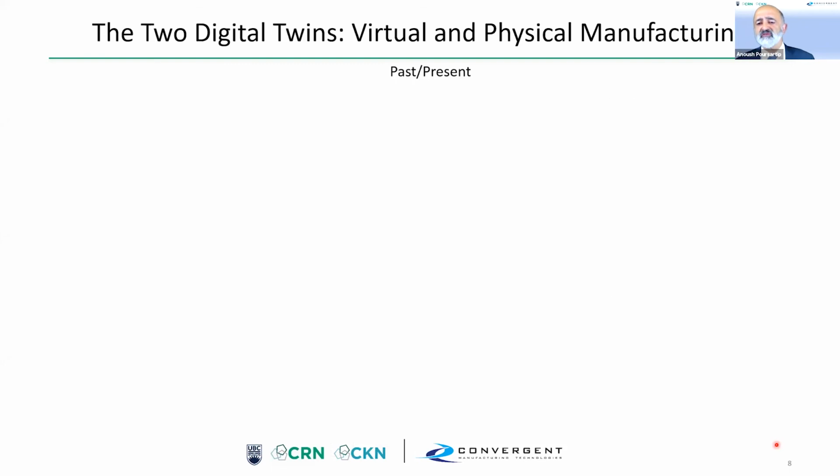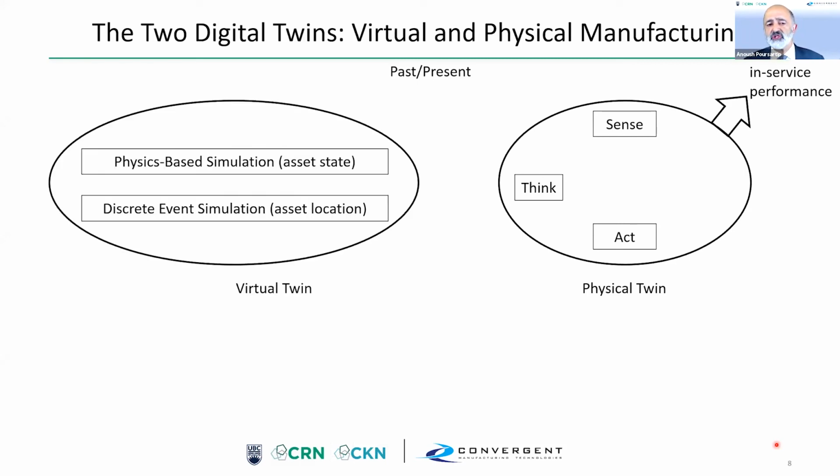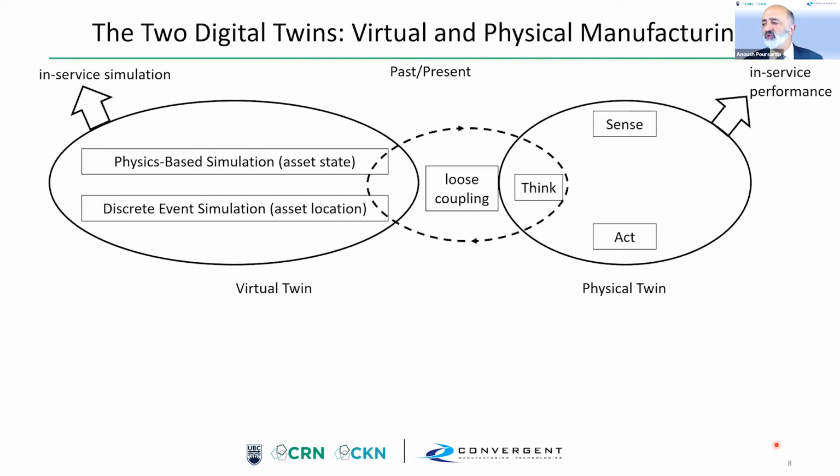The current state of the art is that in the physical twin, we can sense with digital instrumentation, we can do some processing, and then we act using automation. Out of this comes product that goes into service. If we look at the virtual twin, here we have simulation. We have physics-based simulation where we're basically predicting the asset's state, but there's also discrete event simulation where we're actually tracking how the assets move around the factory. And in a perfect world, all of this would then be transmitted to those folks who do in-service simulation. Currently, the coupling between these two is relatively weak, but we are at the threshold of tight coupling.